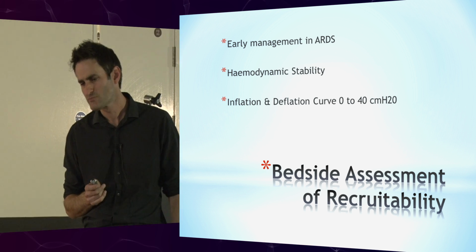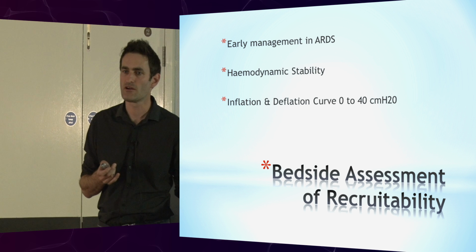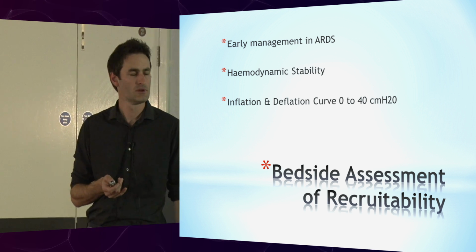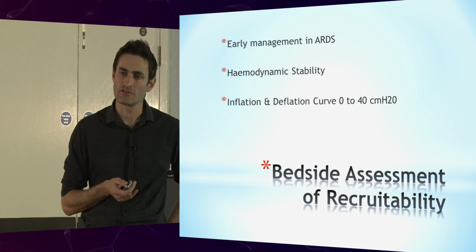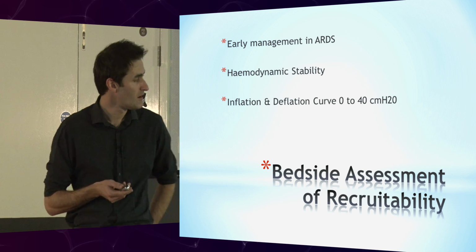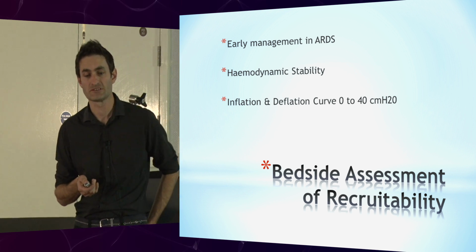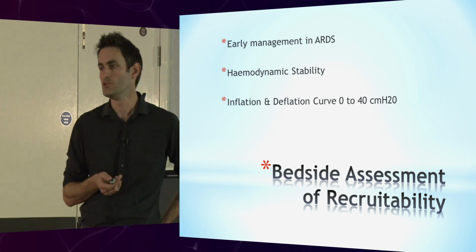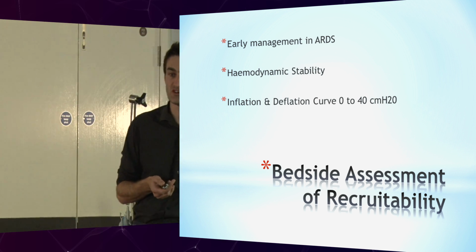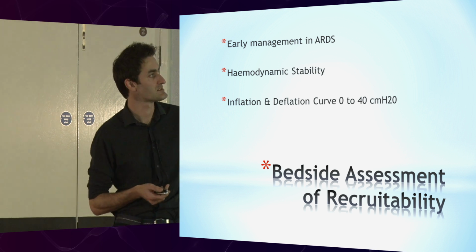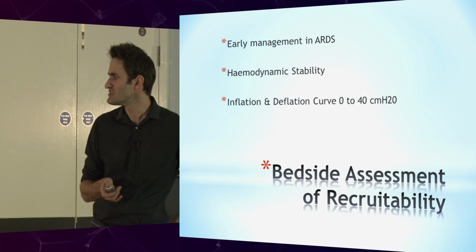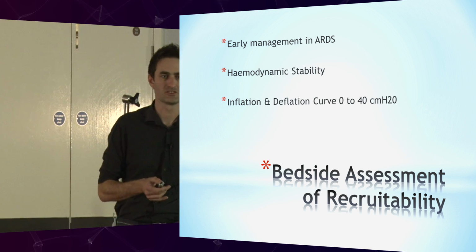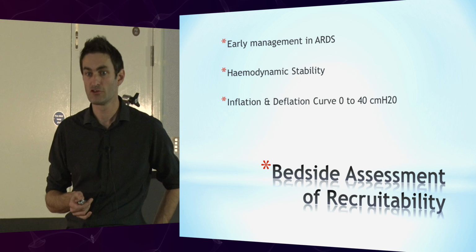Hemodynamic stability. Clearly, with a patient who is very hemodynamically unstable, you're potentially exposing them to a recruitment manoeuvre, high transpulmonary pressures, intrathoracic pressures. Probably not a good idea in your very unstable patient, because what are you going to do? You're going to reduce venous return, etc. So we'll talk a little bit about that again in a moment. But what can we do to assess recruitability rather than just go ahead willy-nilly and do a recruitment manoeuvre?